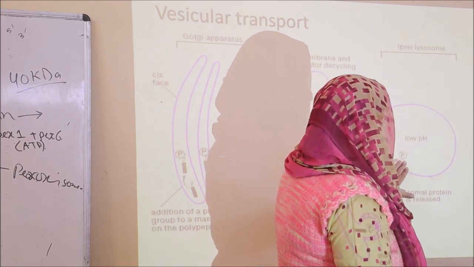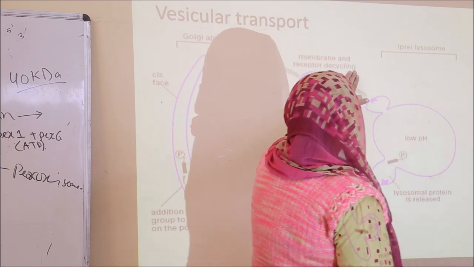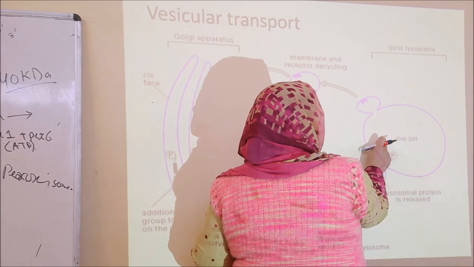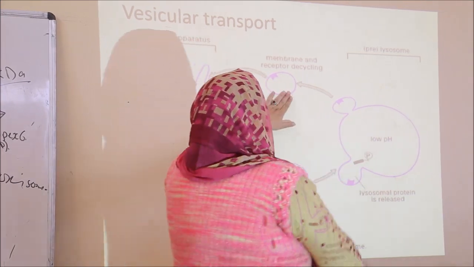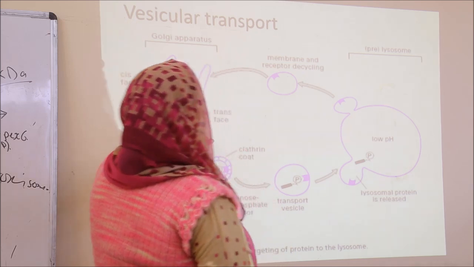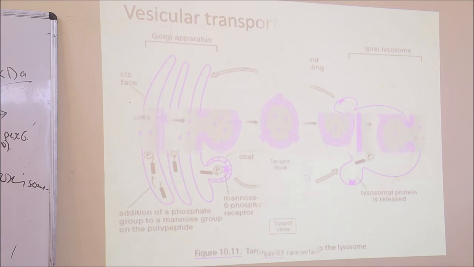Then they deliver their protein to the lysosomes, and again this receptor forms a bud-like structure which pinches off from the lysosome and gets recycled, and again this membrane gets attached to the Golgi bodies. This is how vesicular transportation takes place.